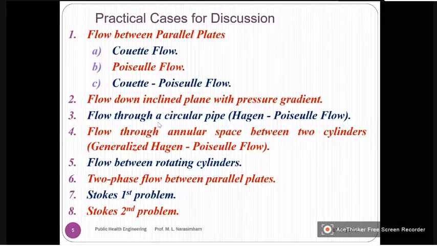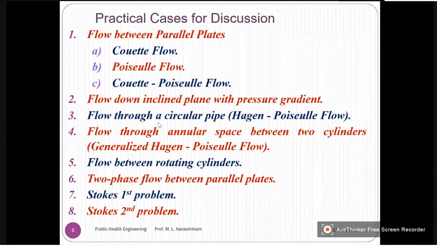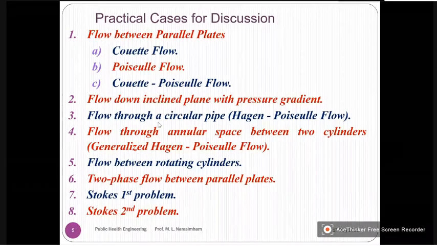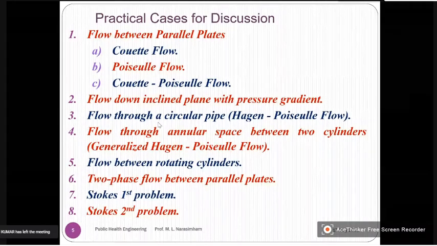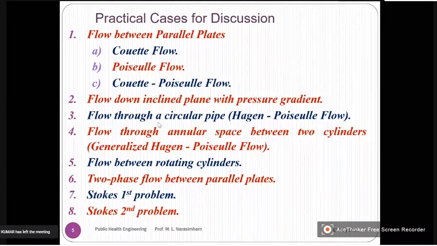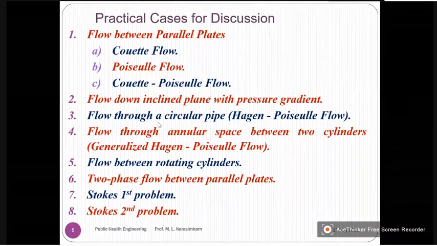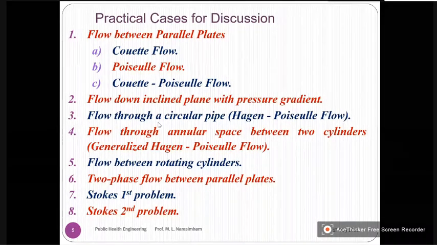Then the next case is, again, a flow between two cylinders, but the cylinders are rotating. So one cylinder will be rotating with one angular velocity and the other will be rotating with another angular velocity. Or one of them may be stationary and the other may be moving. Then the next case is two-phase flow. Then the seventh and eighth cases as per our syllabus are Stokes' first problem and Stokes' second problem.